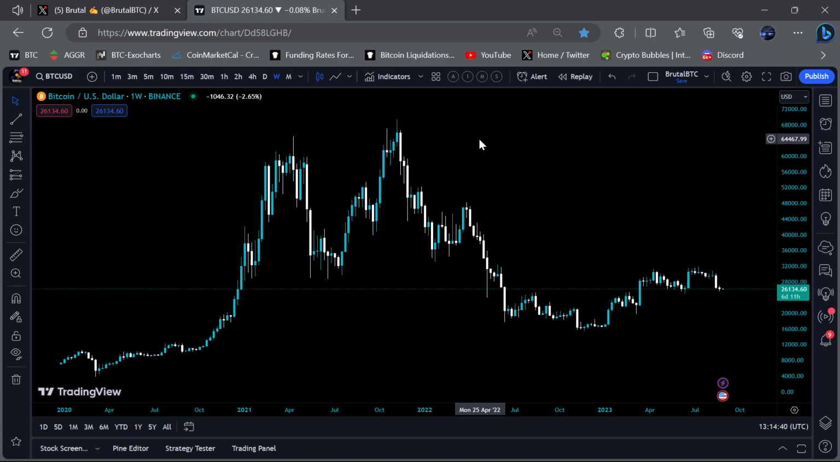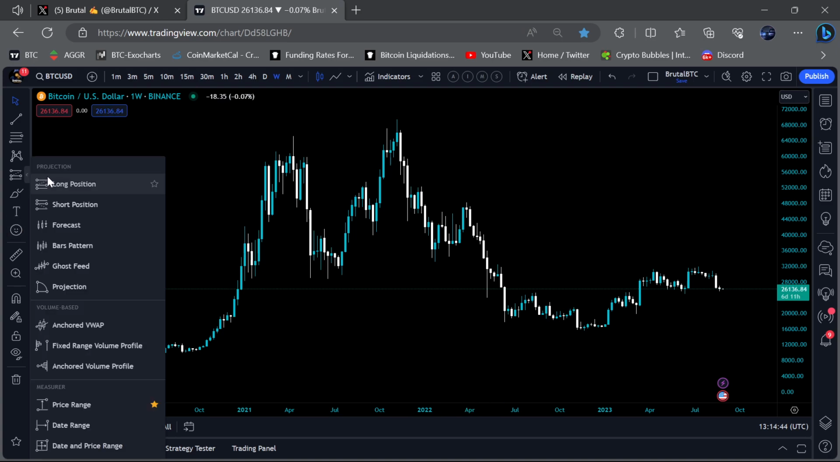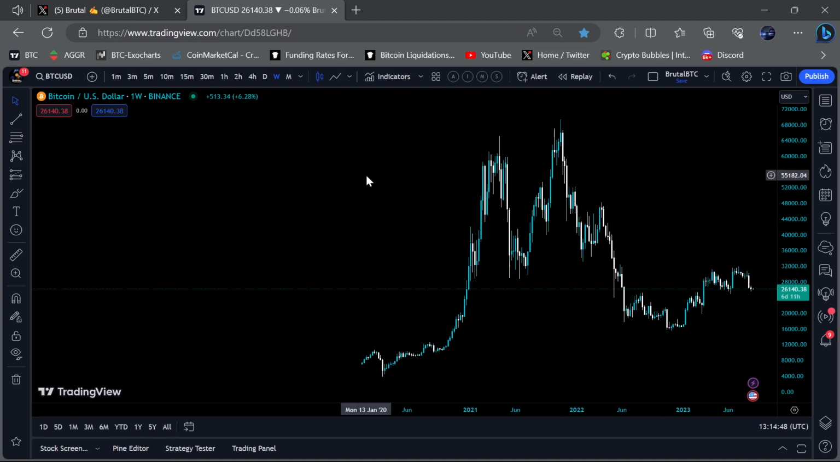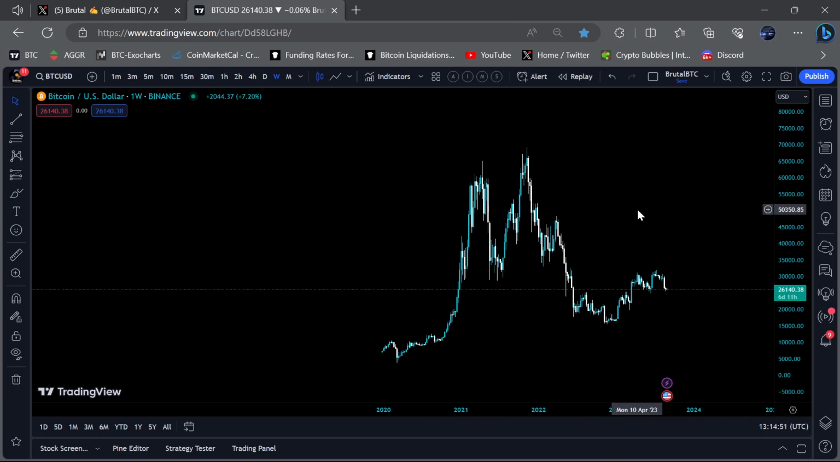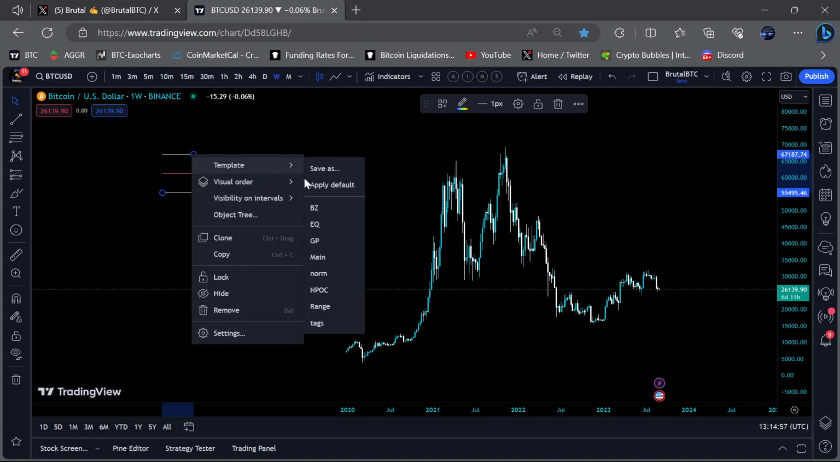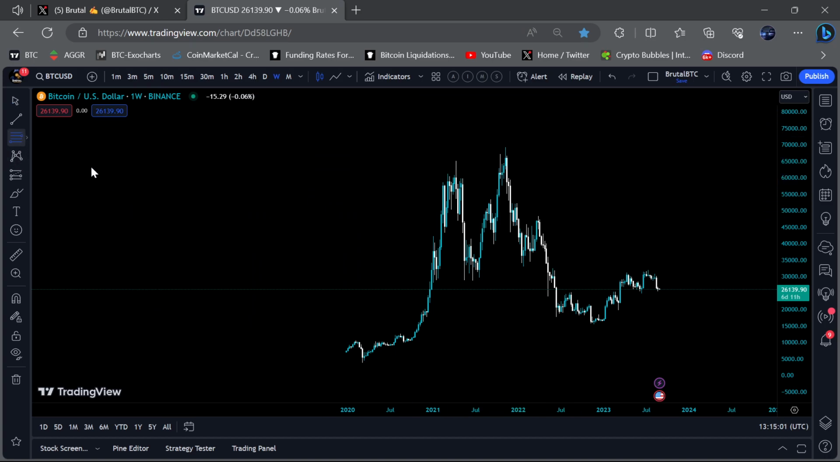Now, the ninth one is Fibonacci retracement. These are basically called fibs. Here are these fib levels. You guys have to do one thing. Whenever you go with the fibs, just let me reset everything, so it will be easy for you guys to apply default. Yeah, it will be easy for you to set up.